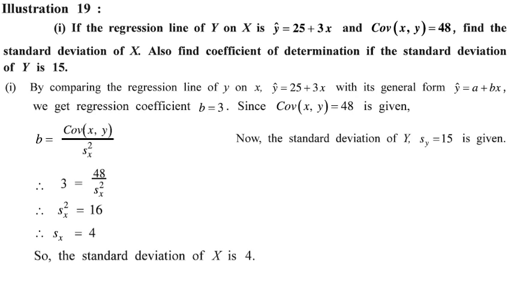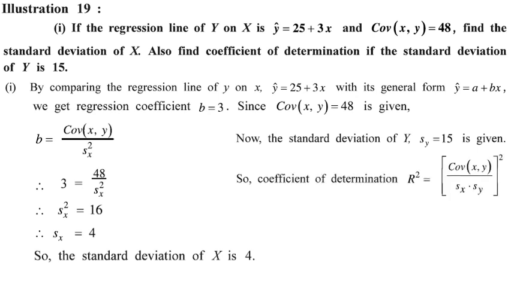We have the standard deviation of x, that is 4. So sx and sy are available. We have to find the coefficient of determination, that is r square. The formula we are going to use here is the formula for simple correlation, that is covariance xy upon sx into sy. This is the basic formula from the second chapter, and the whole square. So solving it, 48 upon 4 into 15 is 0.8, and the whole square is 0.64. So here the coefficient of determination is 0.64, and that's the end of this sum.